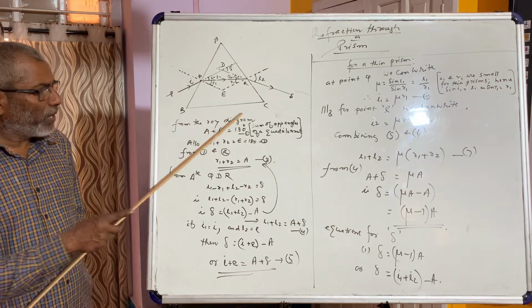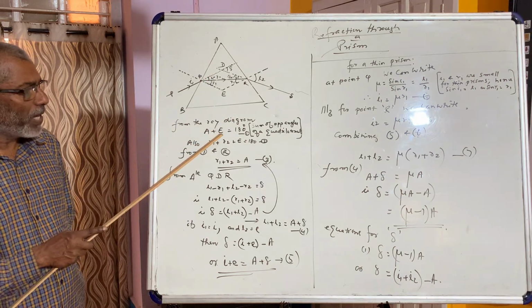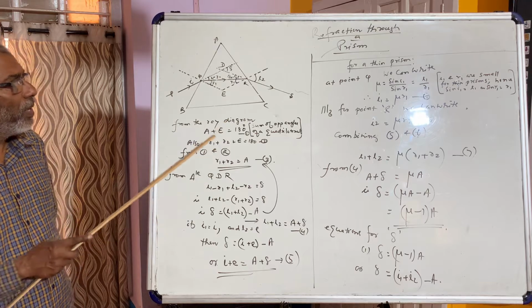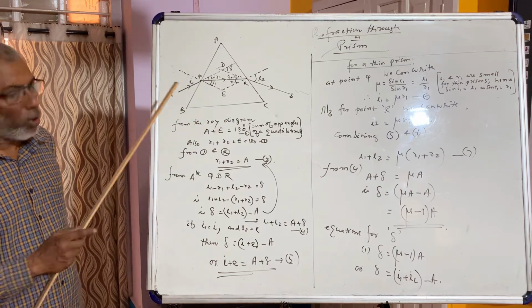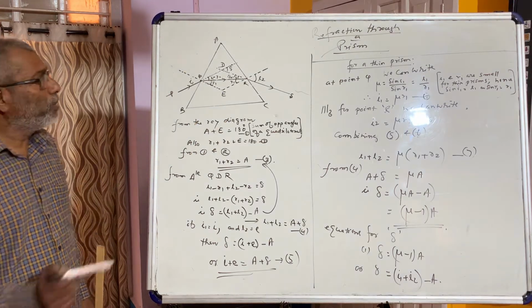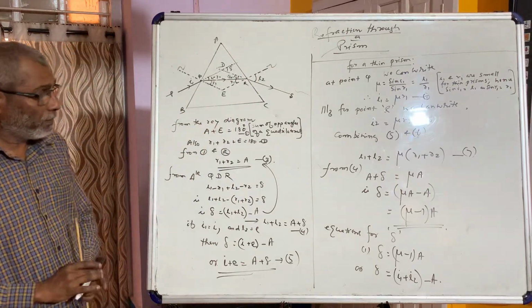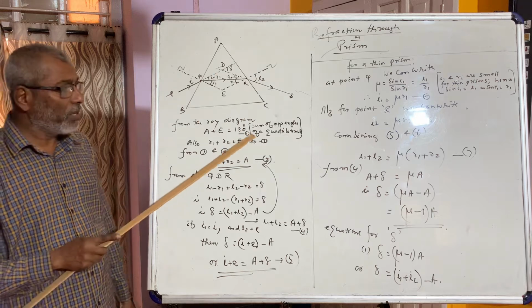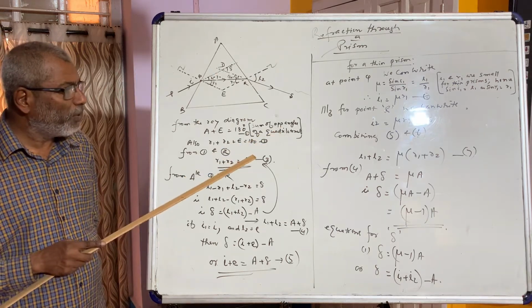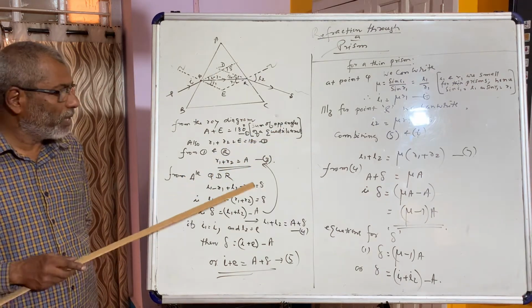From the ray diagram we can write angle A plus angle E is equal to 180 degrees. E is the point where these two normals meet. I forgot to write N here. These are normals, meeting at the middle point E. A plus E is equal to 180. The reason is that the sum of the opposite angles of a quadrilateral is 180 degrees.